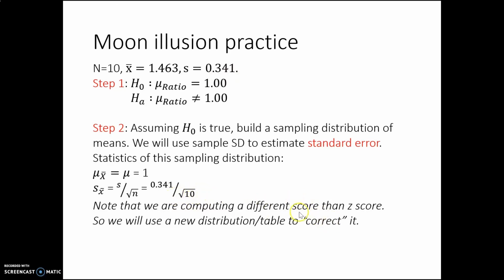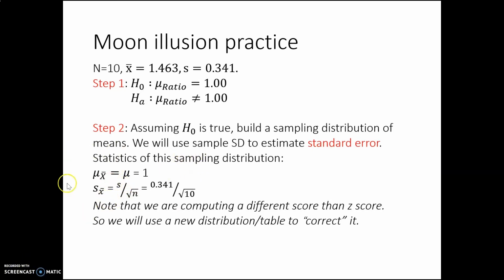Okay. So again, we have no information about the population's standard deviation, sigma. So we are using our sample's standard deviation to estimate this standard error. In this case, we are not using the z-score anymore because it's not accurate, it's not correct. We're going to use a new distribution or table to correct this biased estimate.